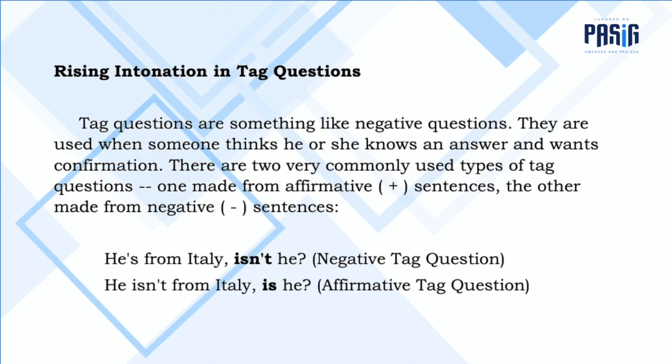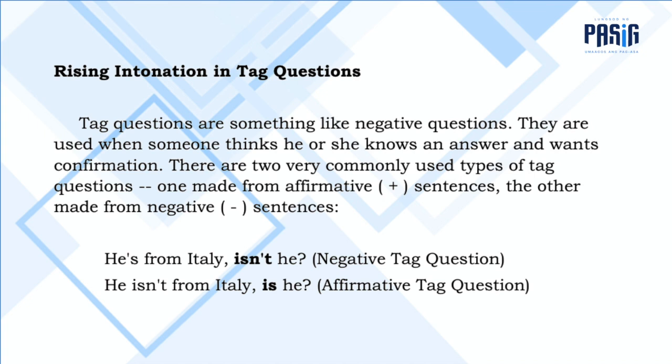Tag questions are something like negative questions. They are used when someone thinks he or she knows an answer and wants confirmation. There are two very commonly used types of tag questions: one made from affirmative sentences, the other made from negative sentences.